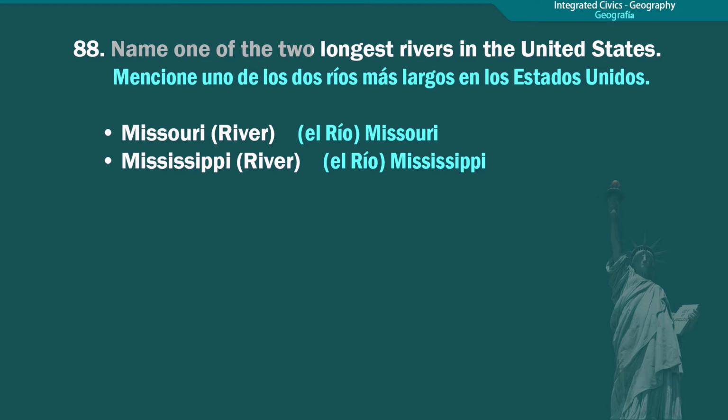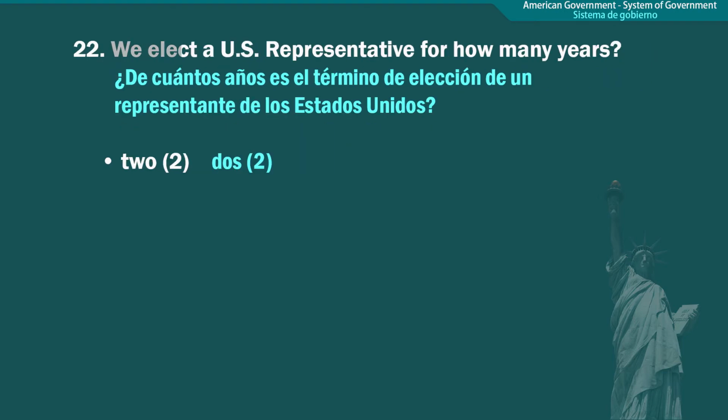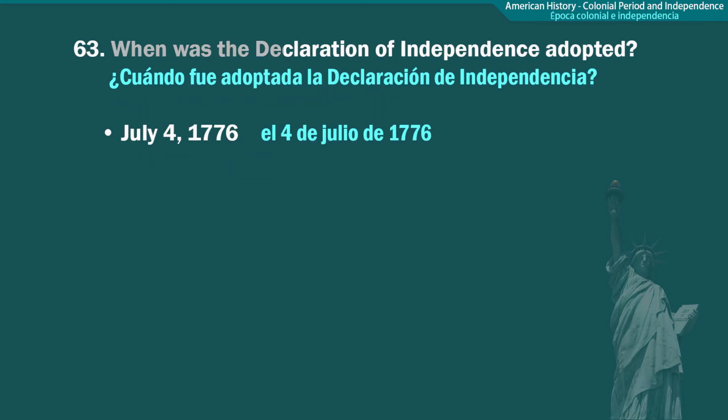Name one of the 2 longest rivers in the United States. Missouri River. Mississippi River. We elect a U.S. representative for how many years? 2. When was the Declaration of Independence adopted? July 4th, 1776.